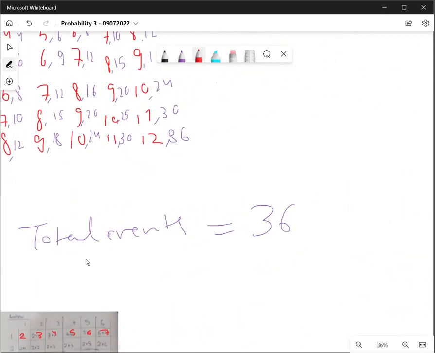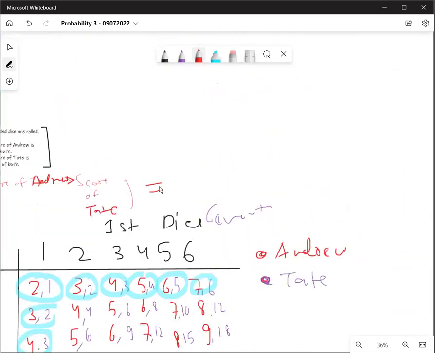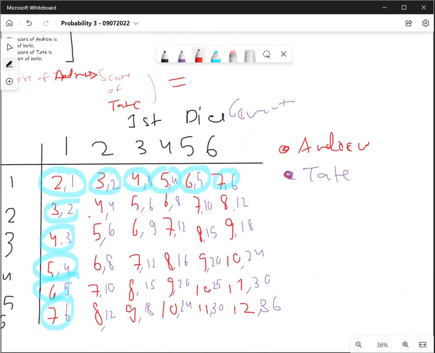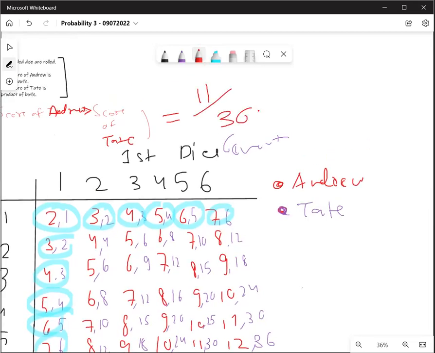So therefore, the answer of this would be, how many are there? You have 6 over here and 5 over here. How many events conform to this probability? The circle ones. How many blue circles are there? Count them. 11 by 36. So 11 by 36. Any doubts? That's your answer. Done.